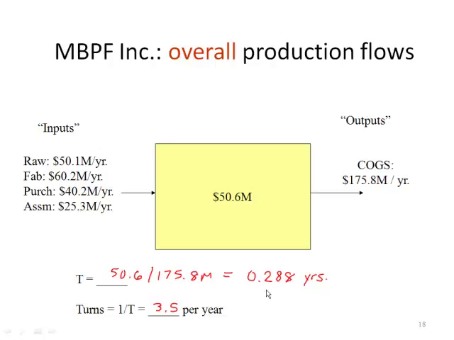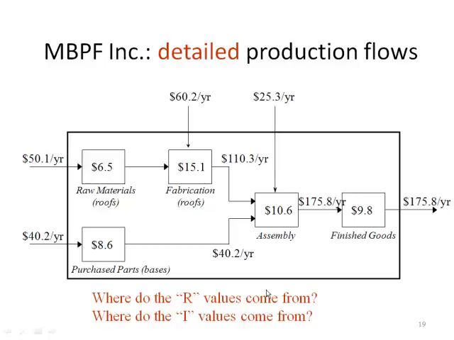Now let's look at this system in more detail. What you can see is I've taken the raw material cost, the purchased materials cost, the assembly cost and all that, and actually show where they flow into the system. So here we see the raw materials at 50.1 million per year flowing into the raw materials inventory area, where there's 6.5 million in raw materials at the end of the year. And I have purchased materials of 40.2 million per year, and at a point in time on the balance sheet I have 8.6 million in inventory.